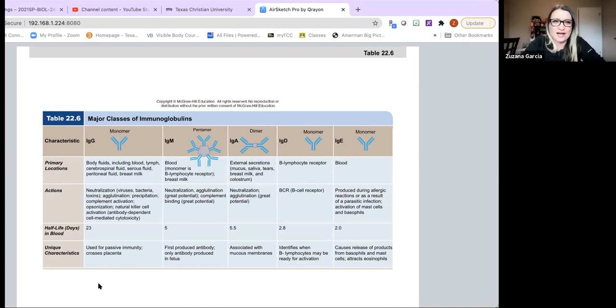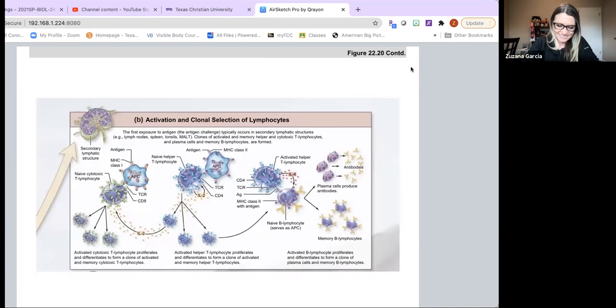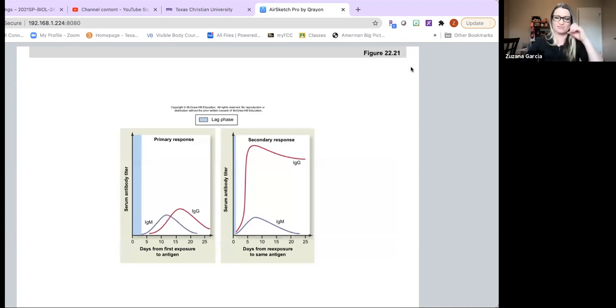It's easier for you to remember that IgG is the one that crosses the placenta, compared to if you were to memorize, oh, it does neutralization, agglutination, precipitation, and all those. So just memorize the unique characteristics and maybe primary locations, but you don't have to focus on the actions and the half-life. So that's that from this table. Slowly getting towards the end, right? Okay, that's just the integrate figures where it puts everything together for you.